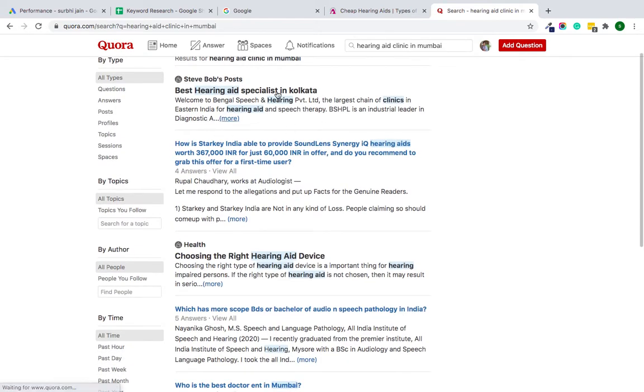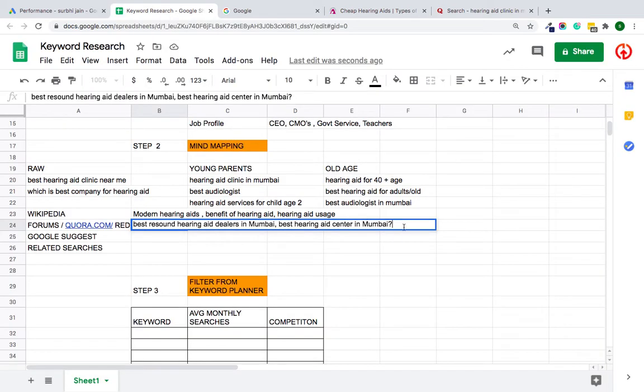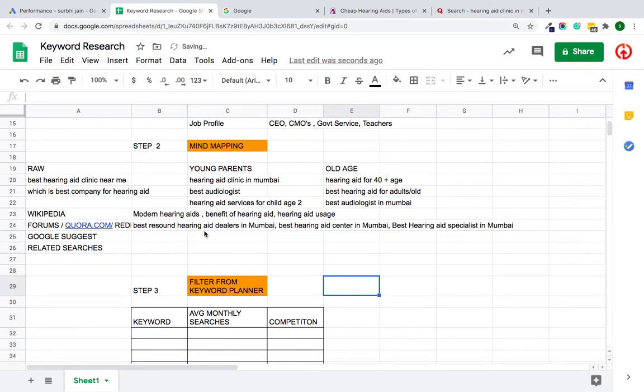See, best hearing specialist in Kolkata. So what I can do is, instead of Kolkata, I'll put Mumbai. So I have got another keyword in Mumbai. Since we have things in Mumbai, we are putting Mumbai. So we've got good keywords from Quora as well.